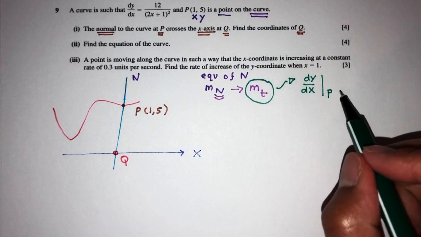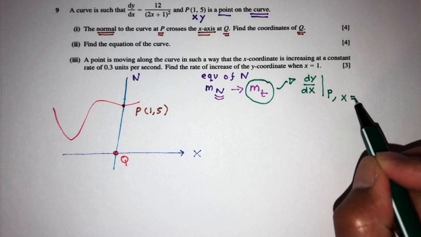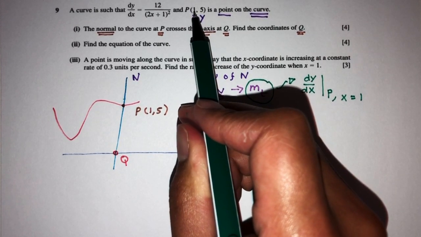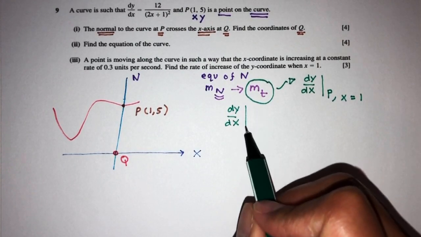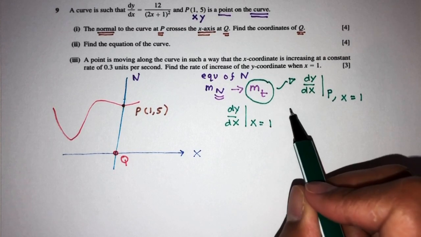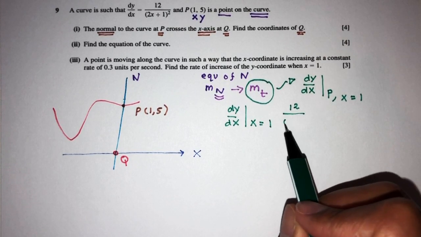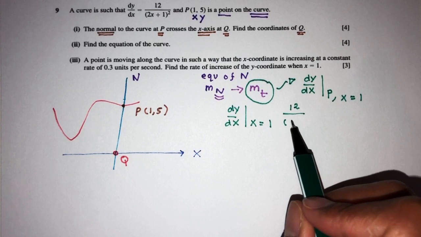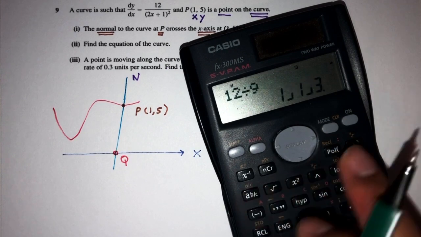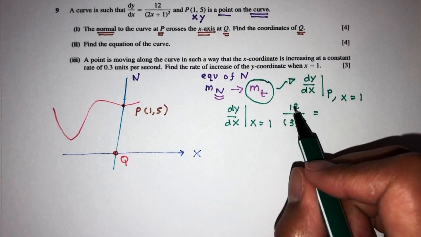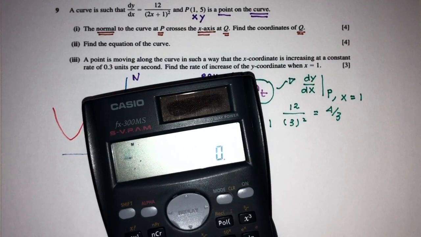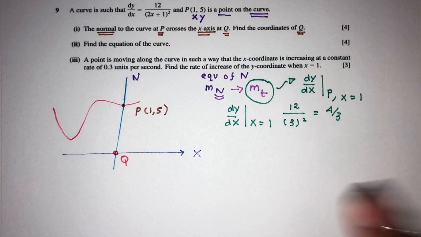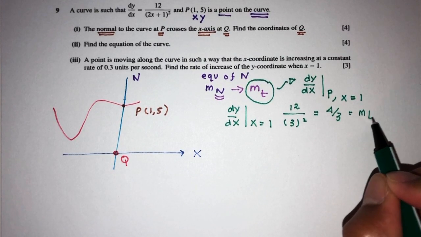So dy by dx is equal to this one. At the point P, the value of x is 1, as we can see here. We place that back in the equation. So dy by dx when x is equal to 1 will be 12 over (2 times 1 is 2, plus 1 is 3) squared. That will be 12 divided by 9, which is 4 over 3. Now, this is the gradient of the tangent.